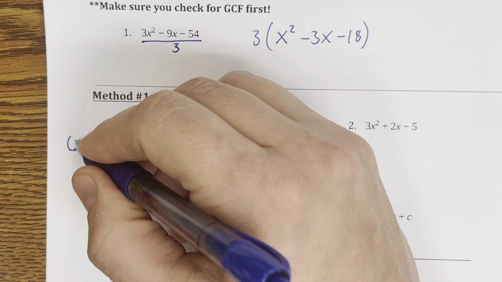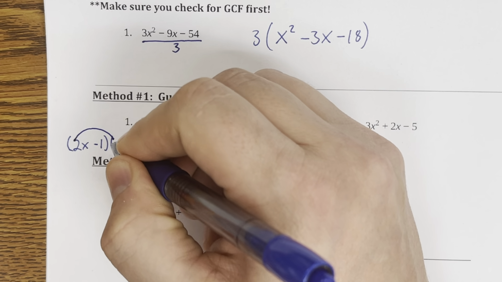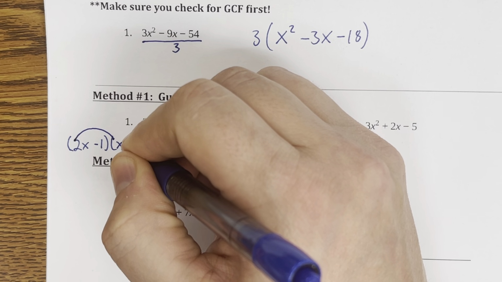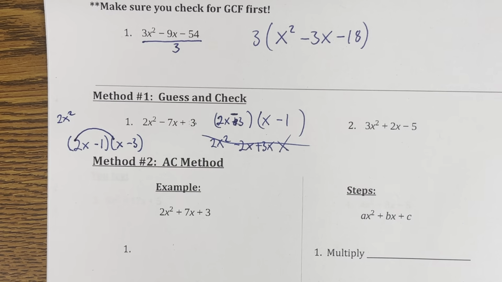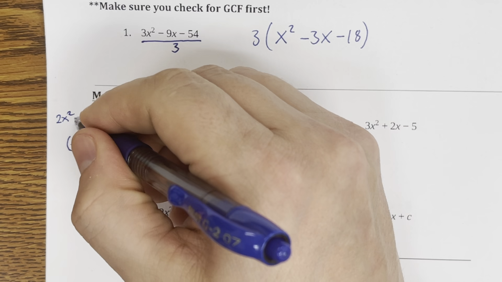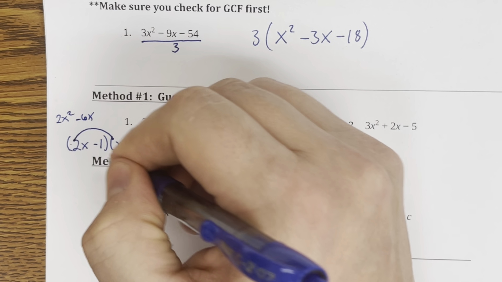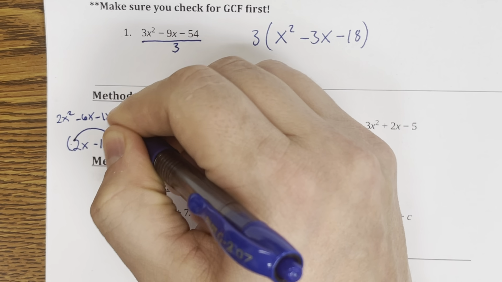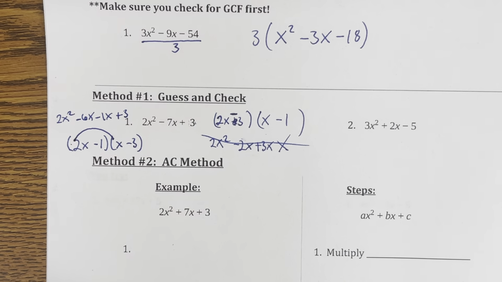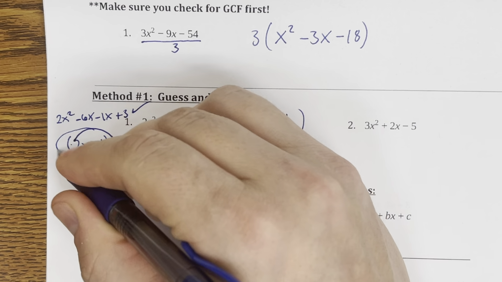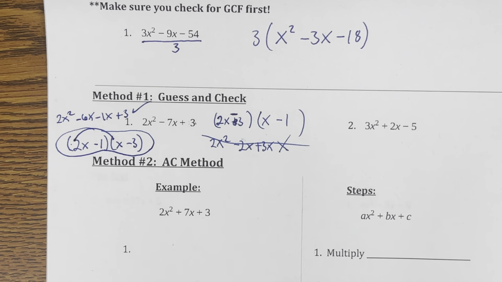So here we go. Let's check this one. 2x times x is 2x squared. I'm running out of room already too, so I'm going to write it above it. 2x times negative 3 is negative 6x. Negative 1 times x is negative 1x. And negative 1 times negative 3 is a positive 3. So this time, I got it right. These ones work. We got it. This is the correct way.